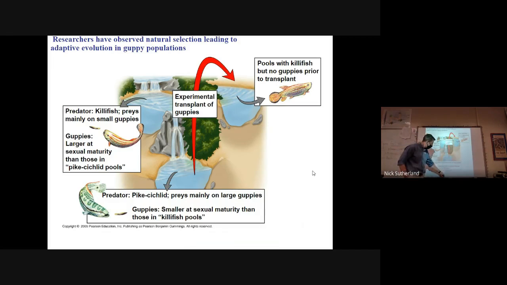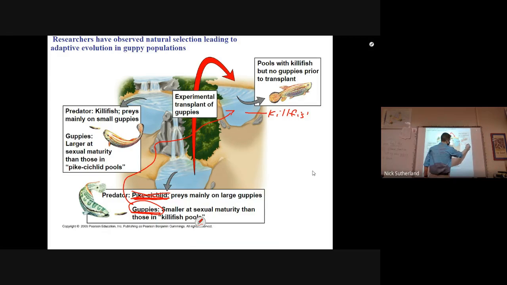So what they did is they took these guppies right down here, which are used to being preyed on by pike cichlids. It doesn't matter what they are, but we know that these guppies here are used to being preyed on by this animal here. And so they took these guppies and put them in this pool. And instead of being preyed on by pike cichlids, they're being preyed on by killfish. Researchers just wanted to see what would happen if they switched the predators. And it turns out that something did happen.